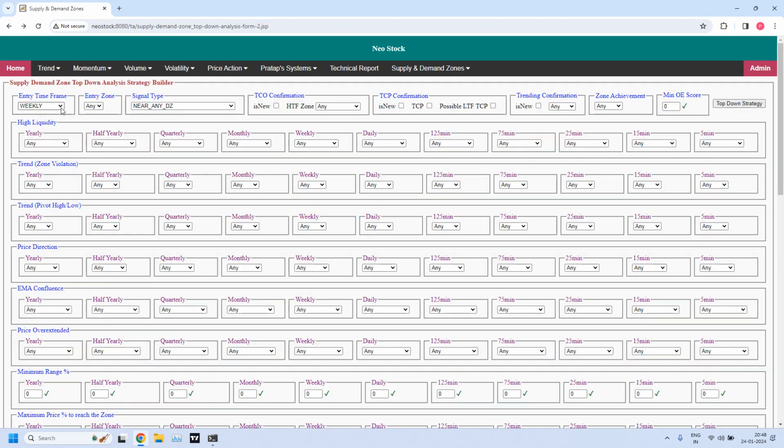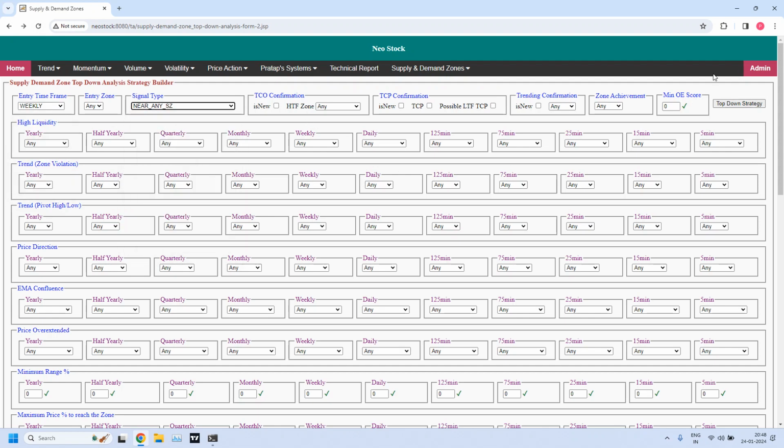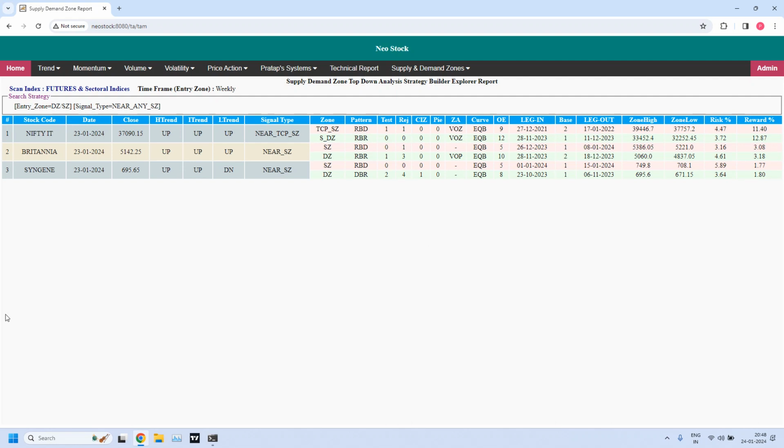Let me go back. Weekly time frame. Let us find the stocks near weekly supply zone. These 3 stocks are filtered. So you have to pause the video every time when you reach a report because I'm changing the reports.